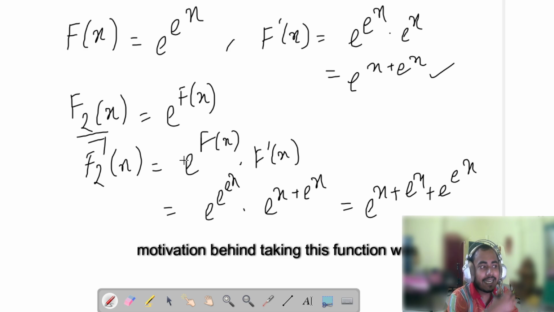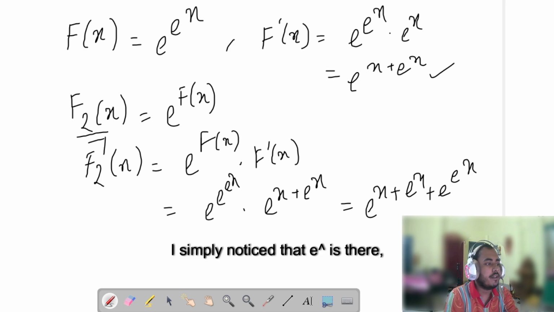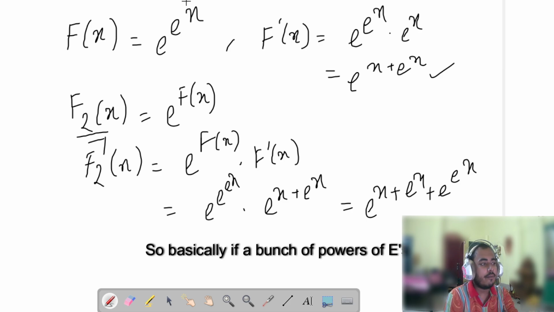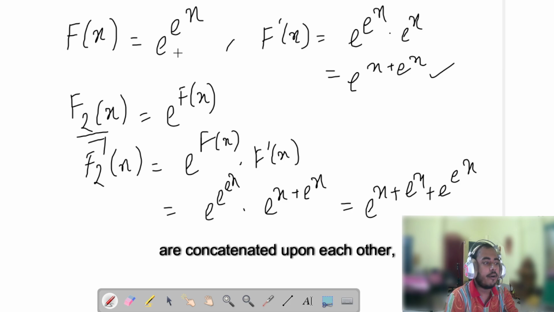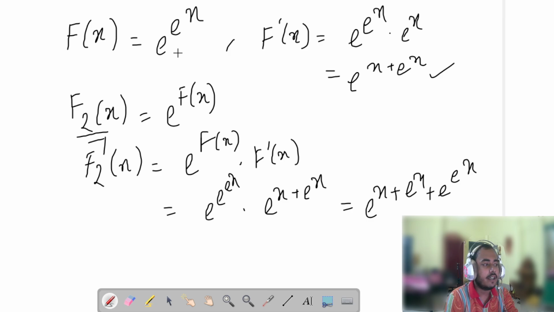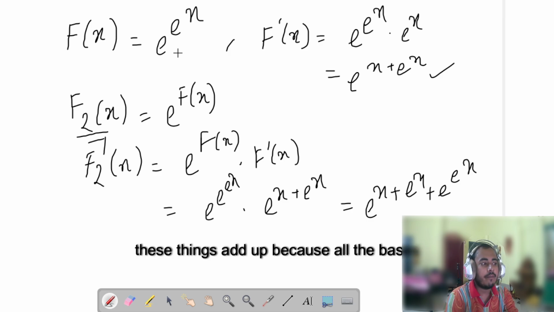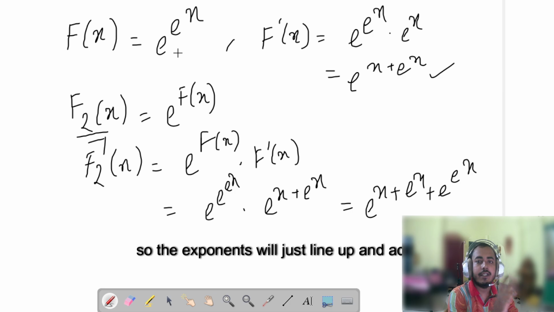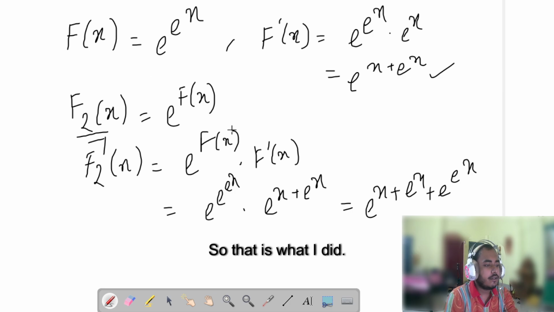The motivation behind taking this function was that I simply noticed that e to the power x is there, then there is an e to the power x, and then there is an x. So basically, if a bunch of powers of e are stacked upon each other, then while differentiating, since the derivative of e to the power x is e to the power x itself, these things add up because all the bases are the same. The exponents will just line up and add. So that is what I did.